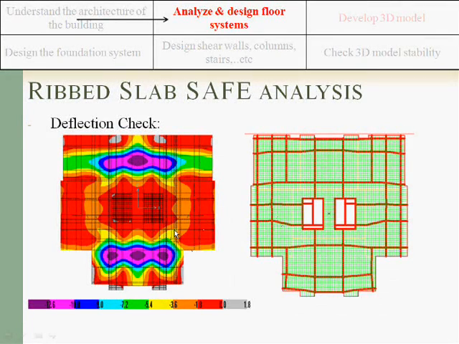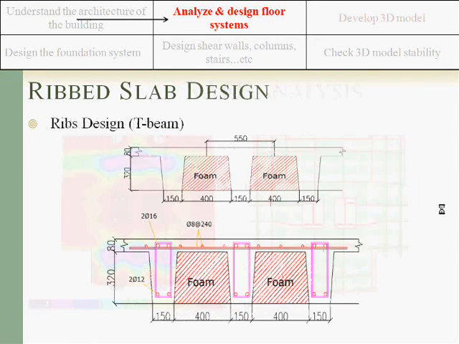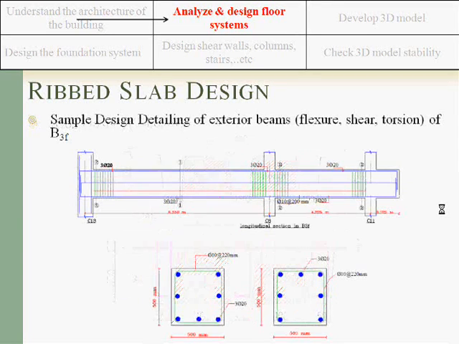This is the SAFE analysis, and this is the ribbed slab system that was used in this floor. This is the general detailing of the ribbed slab. It was designed as a rib, as a T-beam. This is a sample of the beam that was an exterior beam, which is designed to resist flexure, shear, and torsion.